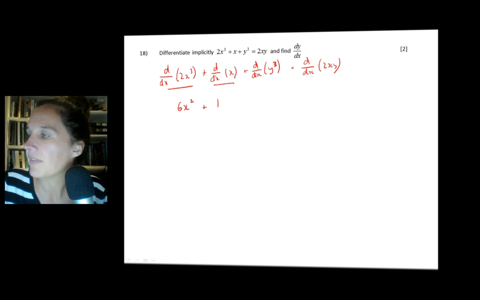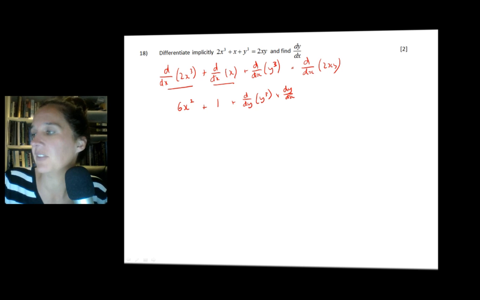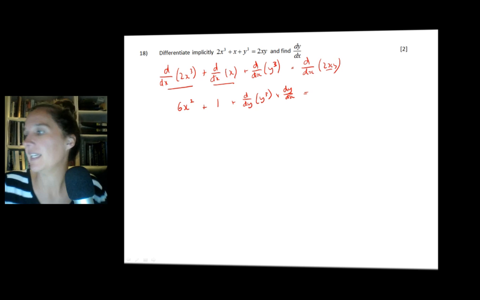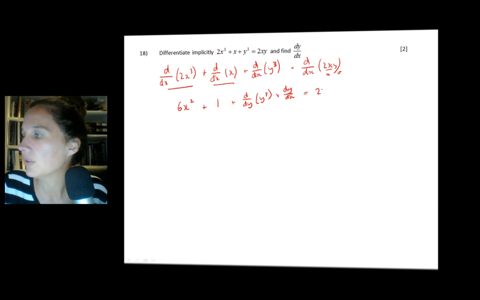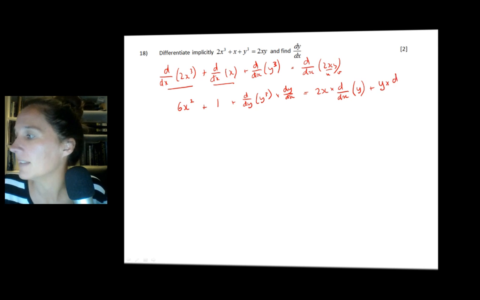Our third term, we have this y cubed. And so here, it becomes our d on dy of our y cubed multiplied by our dy on dx. So our dy's cancel out and we get d on dx there is equal to, and now we've got our product rule here. That's our u and that's our v. So here we're going to get our u, 2x, multiplied by our d on dx of our v, which is y, plus our v, which is y, multiplied by our d on dx of our u, which is our 2x.